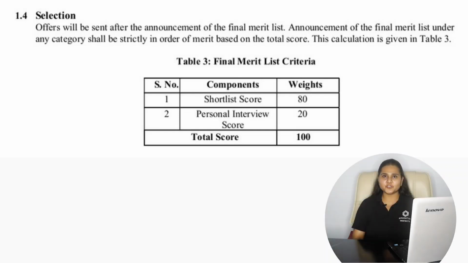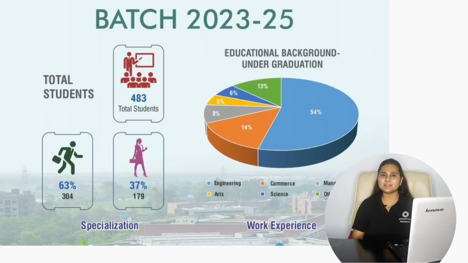So this is all about the overall admission process for the MBA in Analytics program with the Indian Institute of Management Kashipur. Now, if we consider the overall batch profile for the batch of 2023-2025 with IIM Kashipur, the overall batch strength is 483 candidates. Out of that, 63% candidates are male and 37% candidates are female.